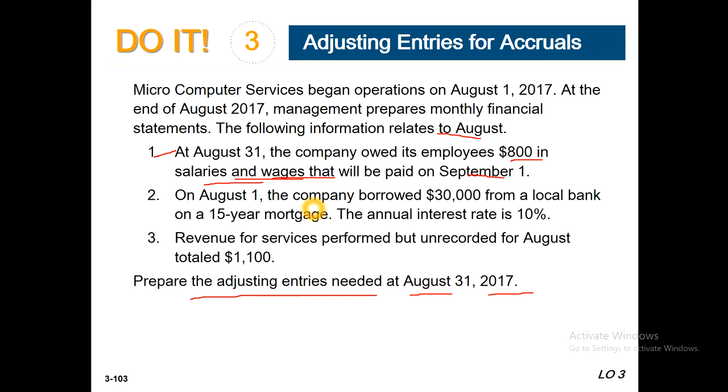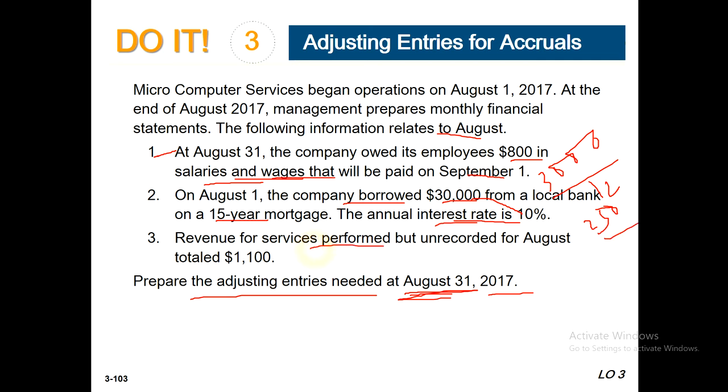On August 1, the company borrowed 30,000 from a local bank on a 15-year mortgage. The annual interest rate is 10%. So 10% will be $3,000 per year, and if we divide by 12, that is one month, only August. So it will be 250. For this, the adjusting entry will be interest expense debit and interest payable credit.